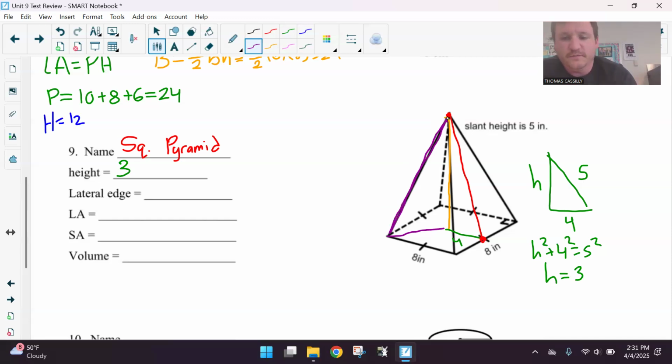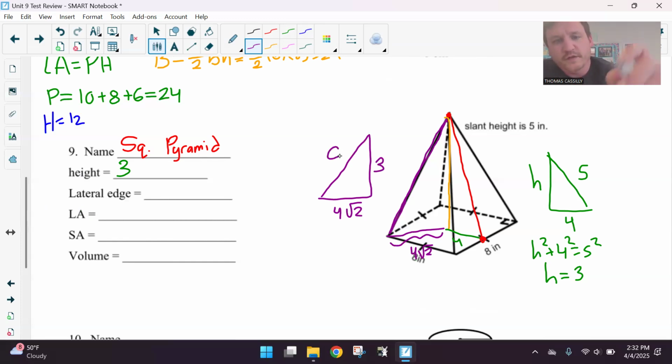How can we figure out that lateral edge? What we need to do is figure out this piece, and that is actually a radius. It ends up being 4 square root of 2. You could figure that one out if you really wanted to. We know the height is 3. So if I just draw this triangle here, I've got 4 square root of 2 and then I've got 3 here.